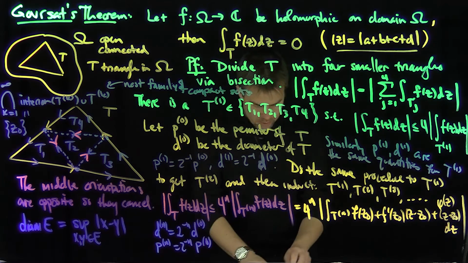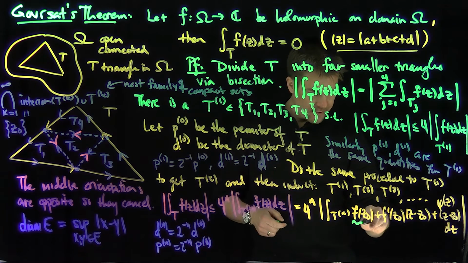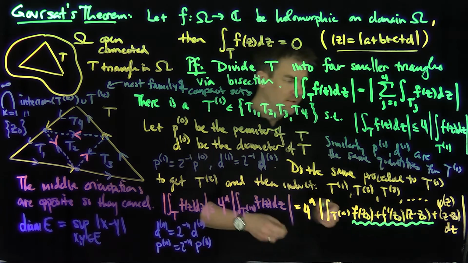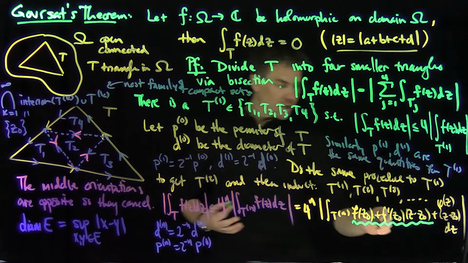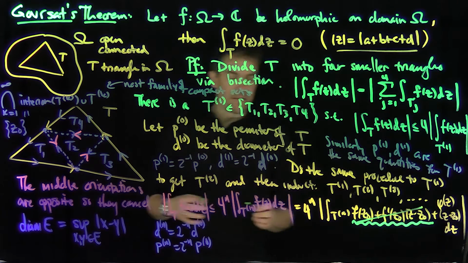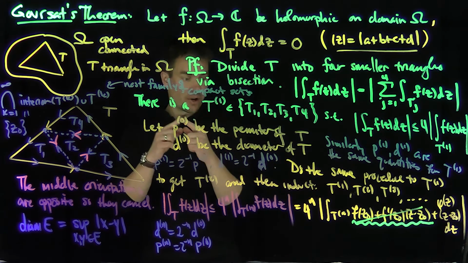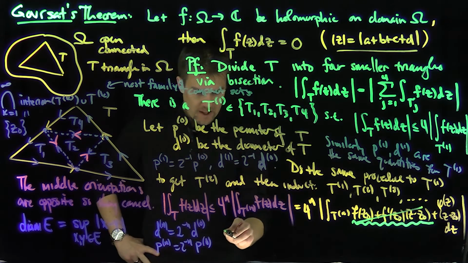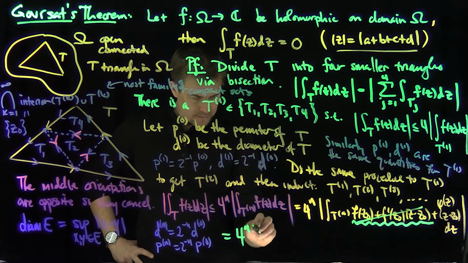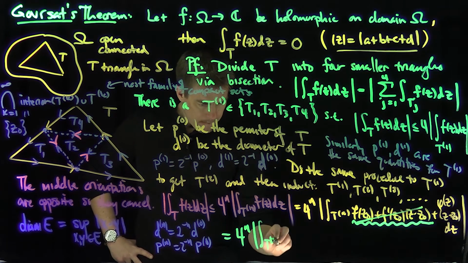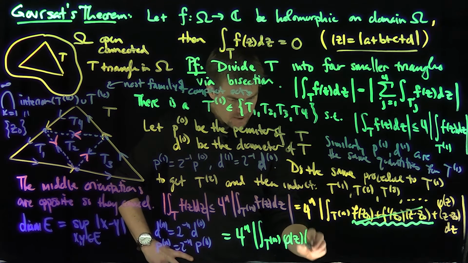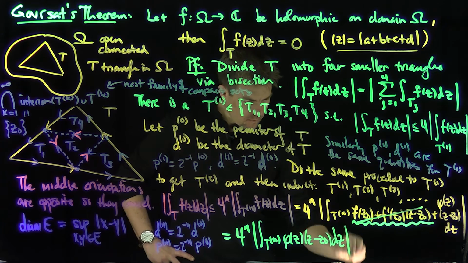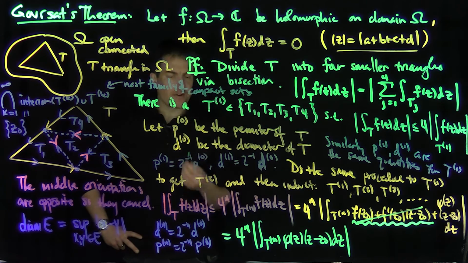Now, look at these terms over here. f of Z0 and f prime of Z0 times (z minus Z0) form a linear function. We know that linear functions have primitives. So these terms are just going to integrate to nothing around that triangle in the nth generation. And then we're left with 4 to the power n, absolute value of the integral over Tn of this function phi of z times (z minus Z0), dz. Okay. Now there are 3 terms to estimate over here.